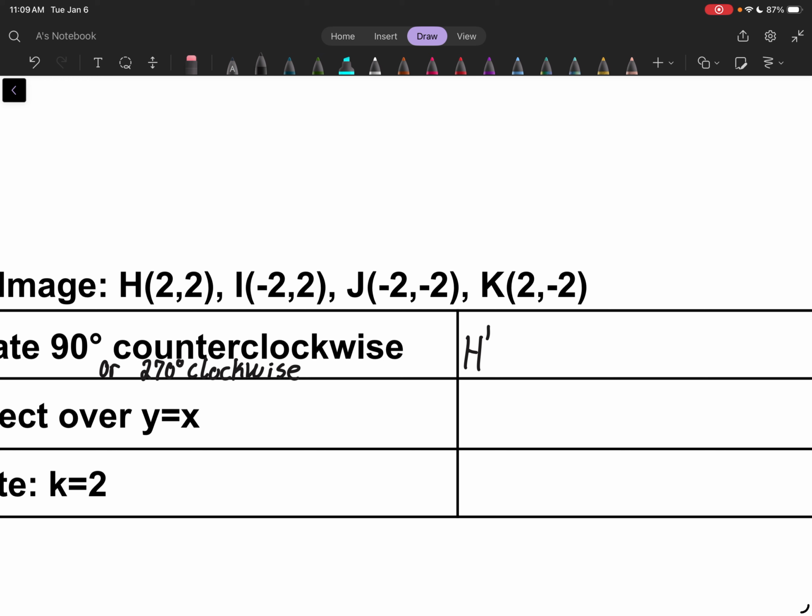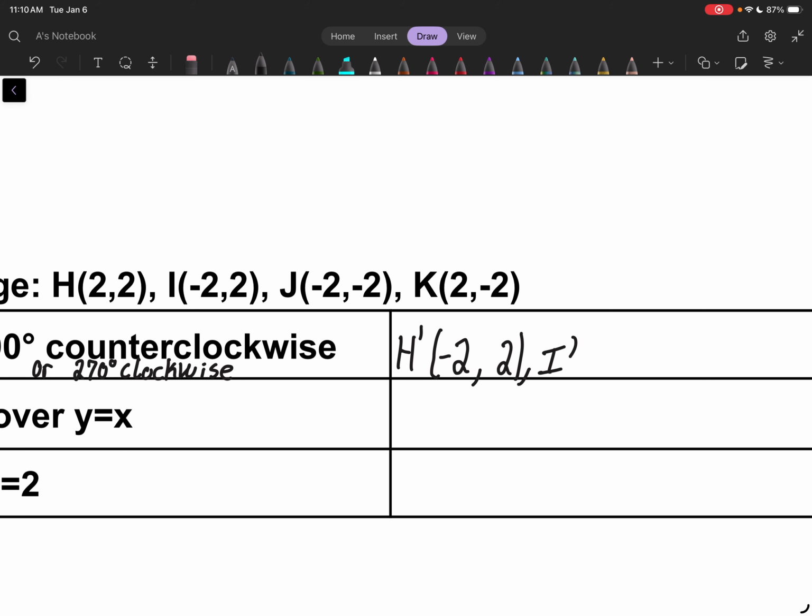So for my image H, I'm going to flip the 2 and 2, so I have 2 and 2. Then you're going to negate the new X value. For I, I'm going to flip the 2 and the negative 2. So I have 2, negative 2, and negate the new X value.